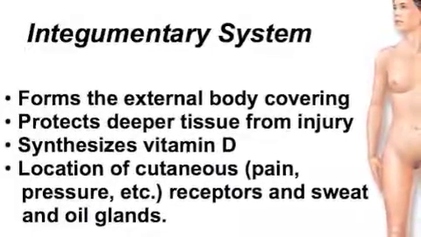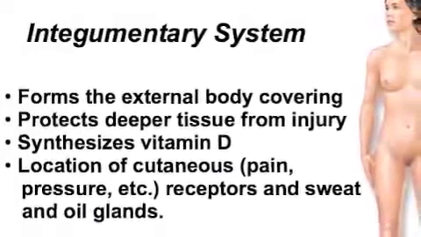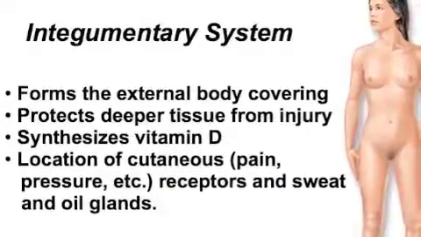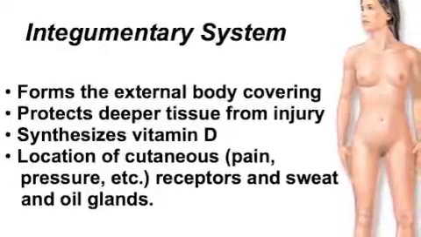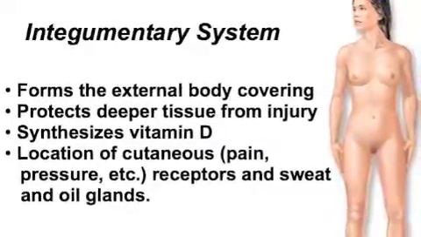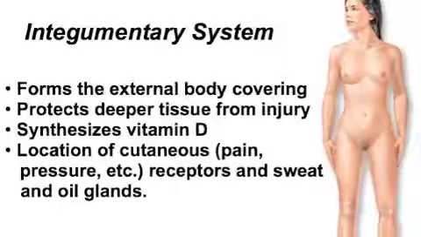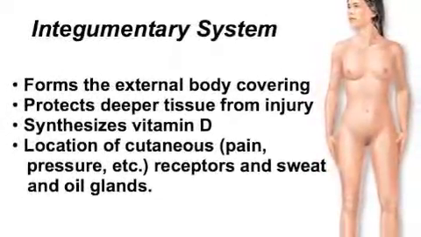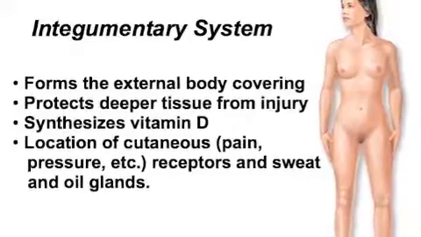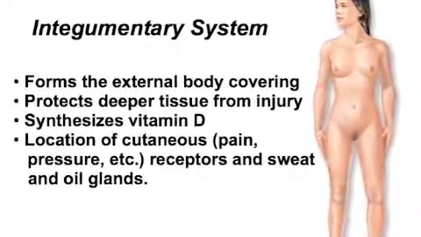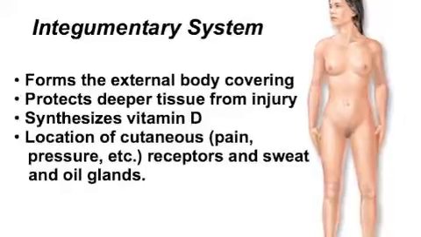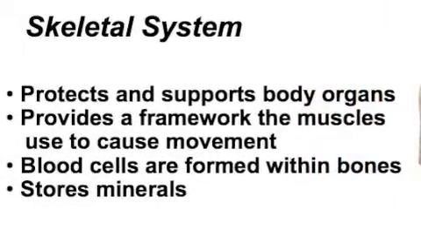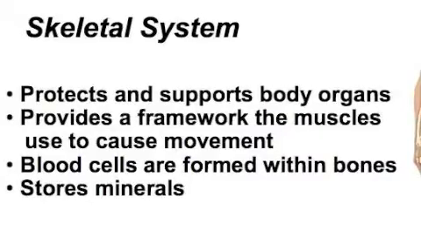We also have many receptors in the skin, and they help us feel the outside world through touch, temperature, pain, and some others. Also, this is where we have sweat glands, which help remove body heat through sweat, through water. And then finally, on the list, oil glands are attached to every hair, and they help keep the skin supple. The skeletal system is next.